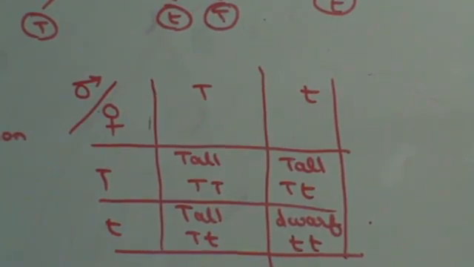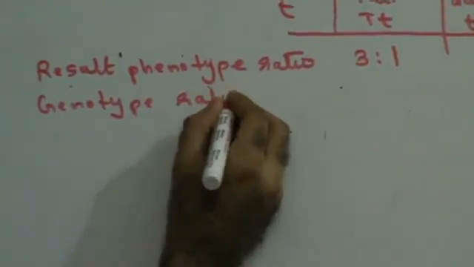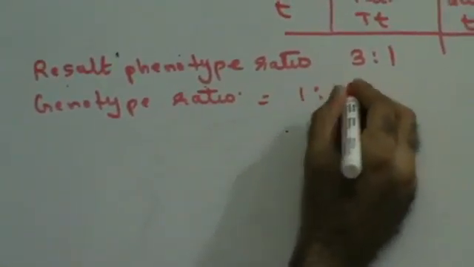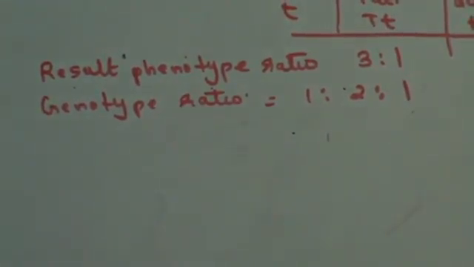So the result: the phenotype ratio is going to be 3:1. That is 3 tall and 1 dwarf, and the genotype ratio is 1:2:1. 1 pure tall, 2 hybrid tall, and 1 dwarf. Fine, do we get this thing here? So that is my law of segregation. Let's write the law of segregation.